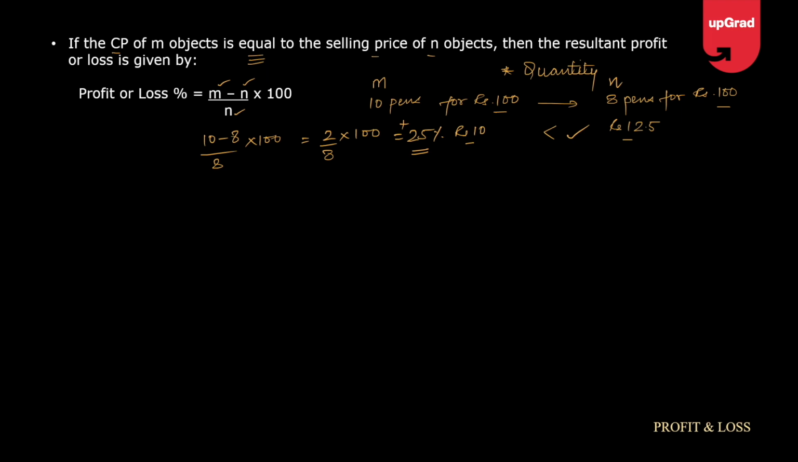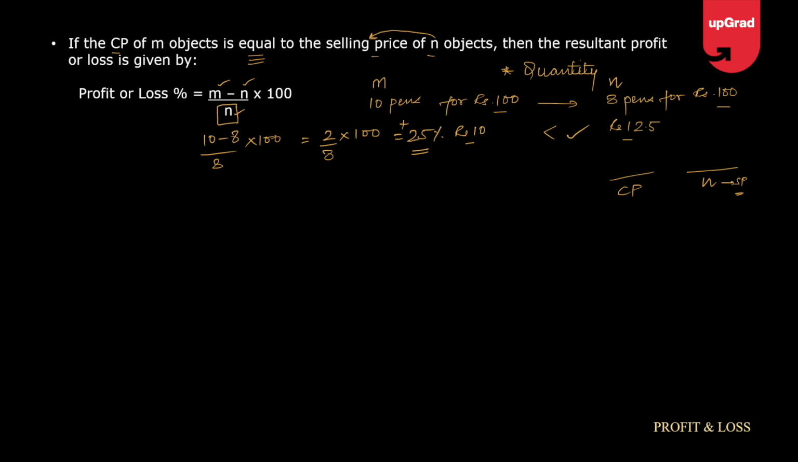Number one. Number two, in the formula, the denominator is n. And what is n? N is the number associated with selling price. But in my profit and loss statements or formulas, my denominator was supposed to be cost price. Here, my value is the value associated with selling price. These are some points that we must remember before we apply this concept.